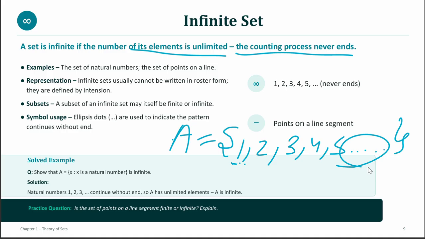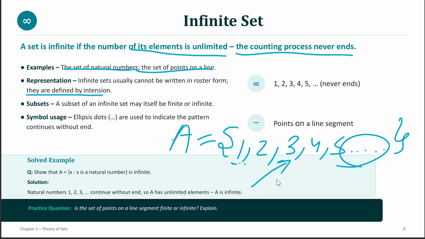I cannot do that, right? So the set of natural numbers, the set of points on a line. Infinite sets usually cannot be written in roster form. Therefore, they are defined by intention. You can use the set builder method. Also, you can basically depict them this way.